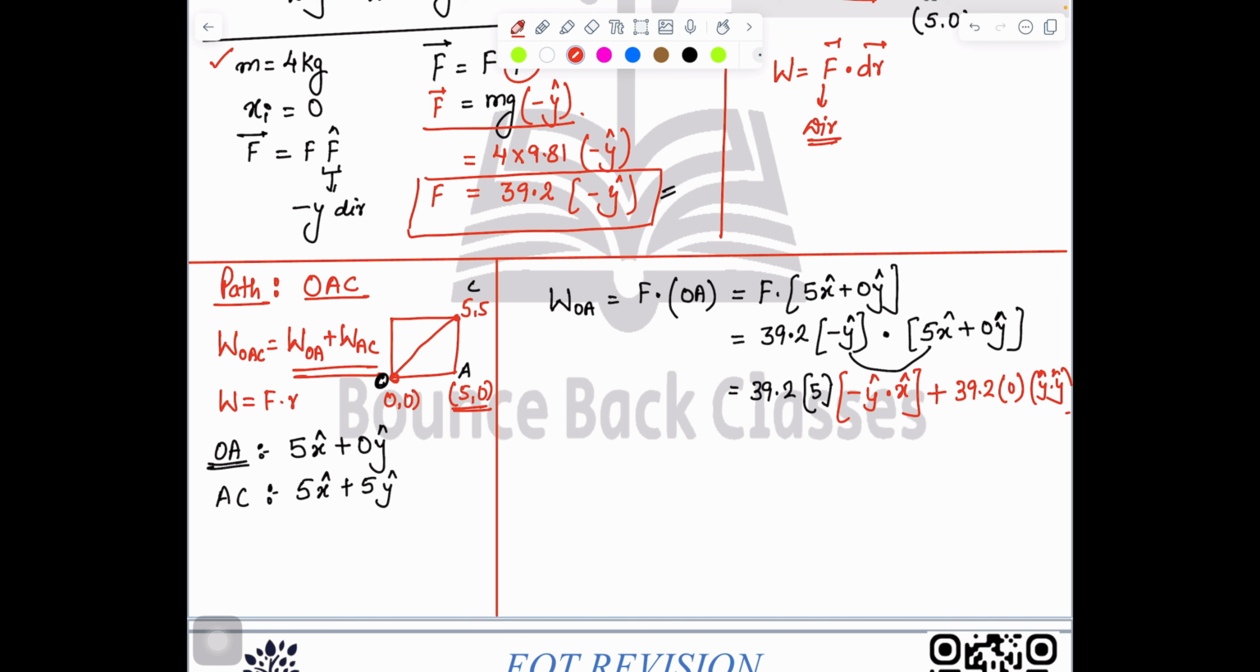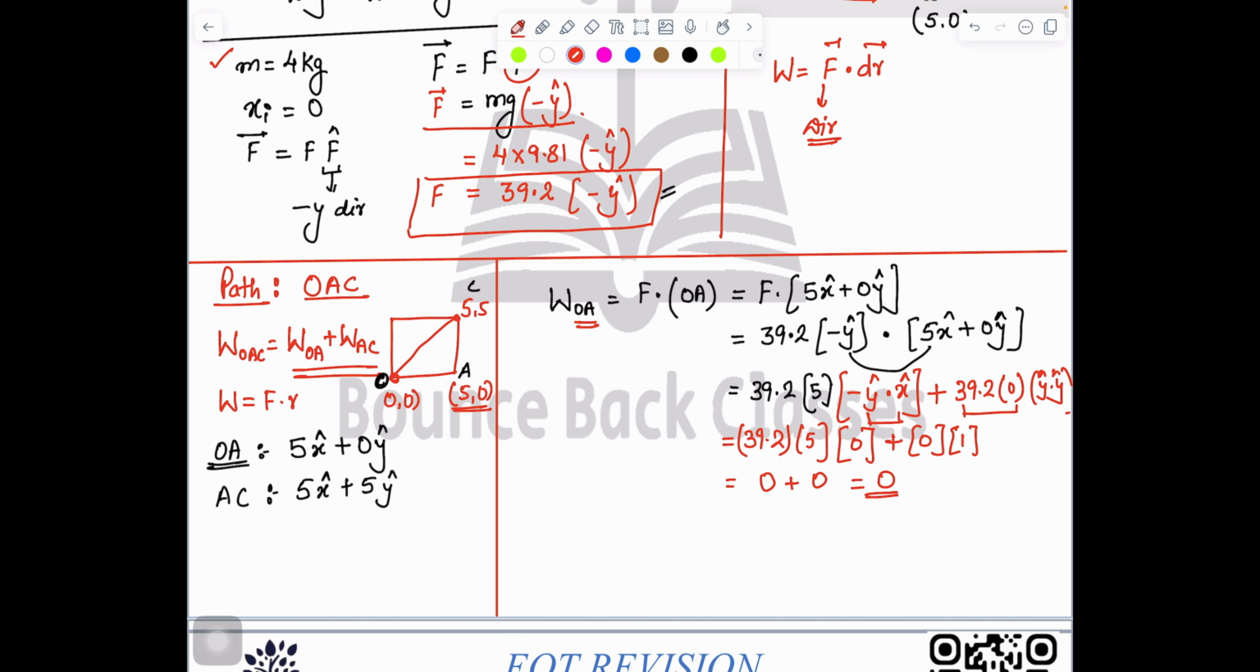Clear? Now you are able to solve it. Yes or no? Tell me fast. So 39.2 multiply 5, y dot x, the answer is 0. Plus 39.2 multiply 0, y dot y is 1. So what is the net result? 0 plus 0 equals 0. That is what we found for OA.